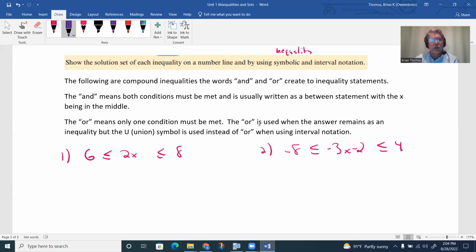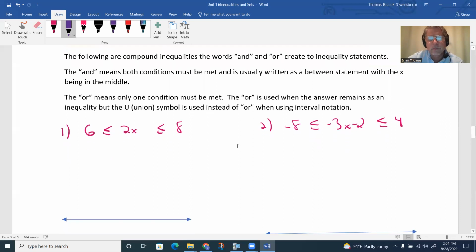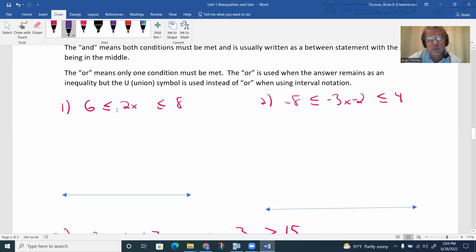But again, like we were saying, the union symbol is used instead of the word "or" if we're using interval notation. So we use the "or" if it's inequality notation. We use the U if we're using interval notation.